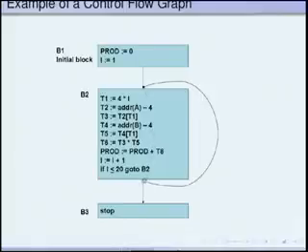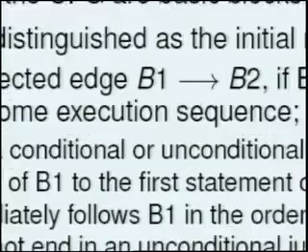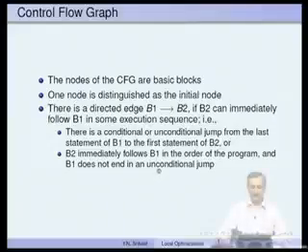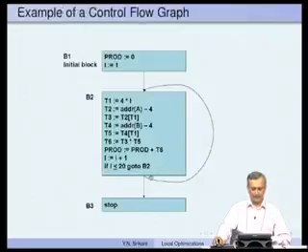The last statement of this particular block to the first statement of the same block, it could have been a different block. So, this is the arc, right. Here is a control flow and this corresponds to an arc. Or, B2 immediately follows B1 in the order of the program and B1 does not end in an unconditional jump statement. So, here this stop statement follows this, right, and this is a conditional jump and not an unconditional jump. So, this is another arc which is added to the control flow graph.